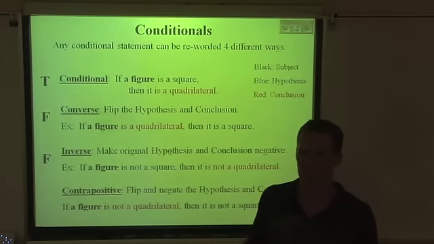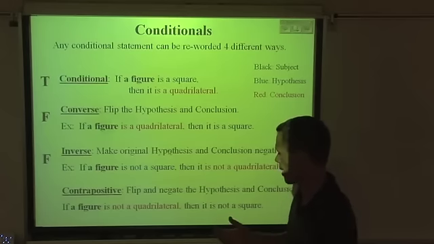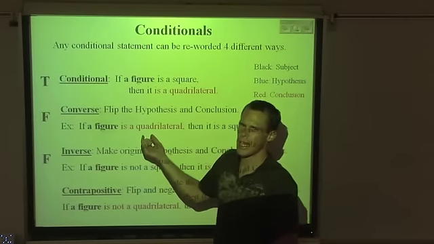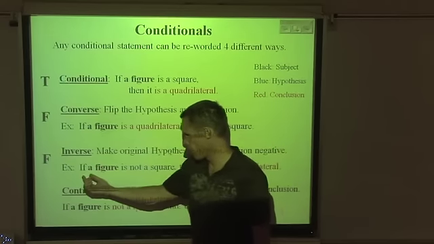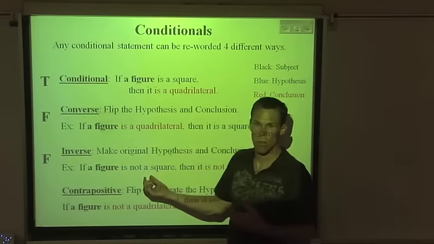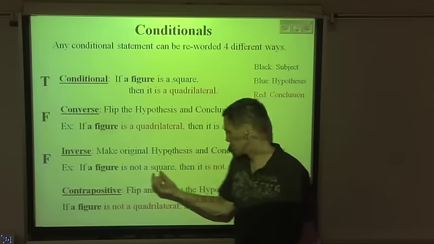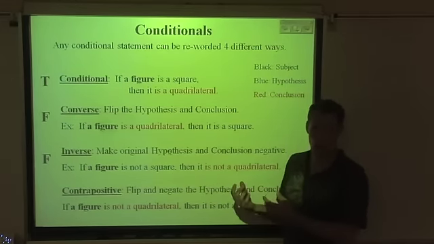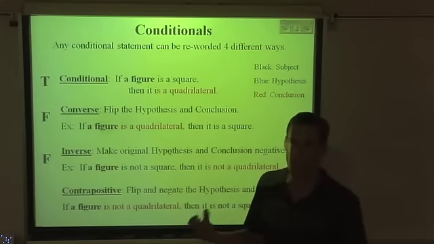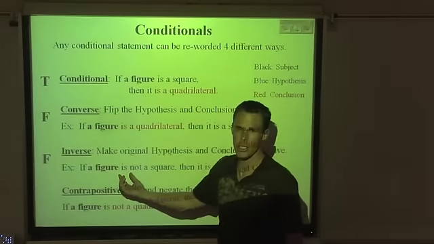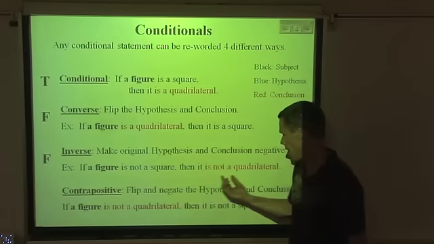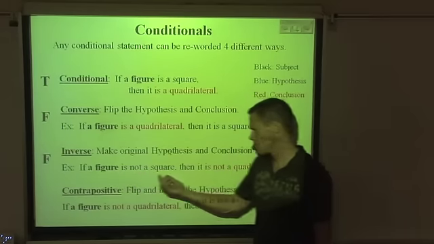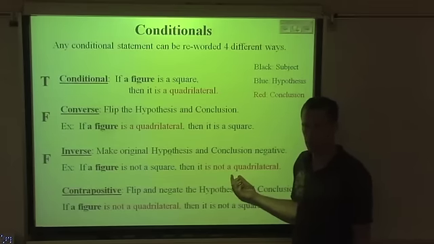Where we have to be careful is that a triangle is not a good counterexample. If a figure is a quadrilateral, triangle doesn't meet that condition. If a figure is not a square, well, triangle meets that condition, then it is not a quadrilateral. Unfortunately, it makes the conclusion true. It's not a quadrilateral. We are looking for something that meets the condition, trapezoid, and doesn't meet the conclusion. A figure is not a square, trapezoid, then it is not a quadrilateral. Well, yes it is.